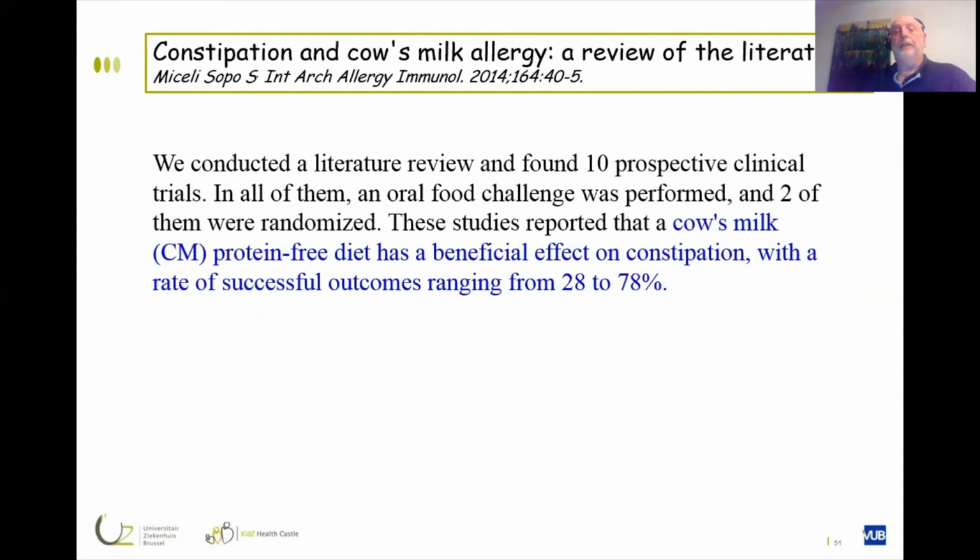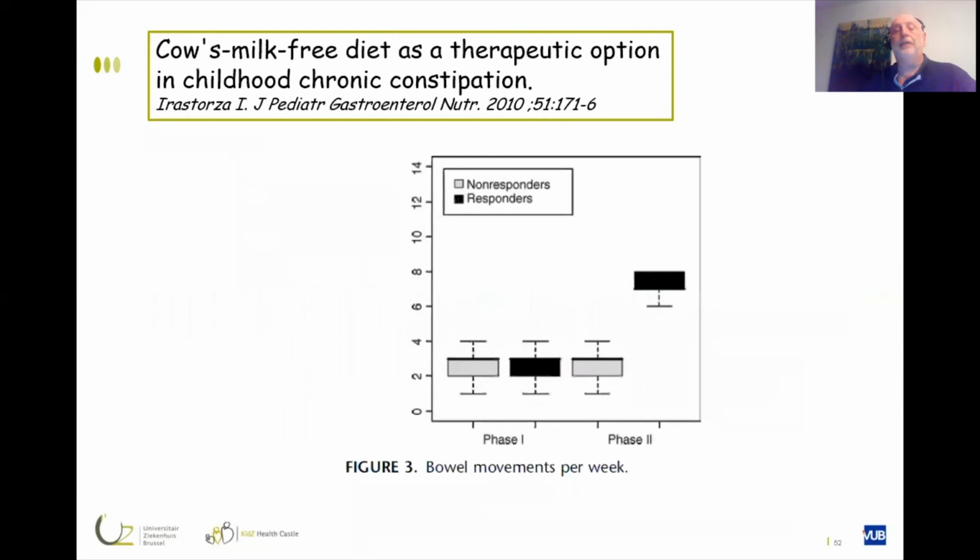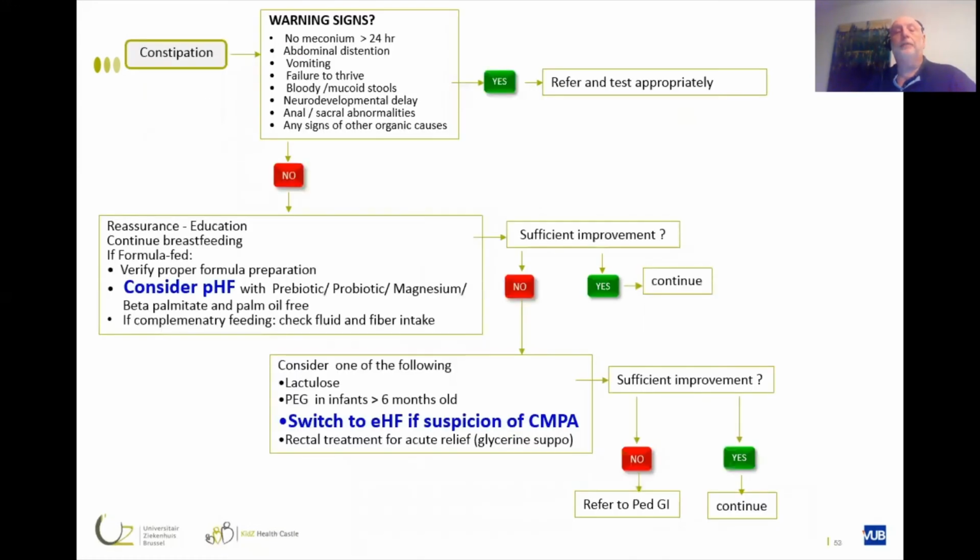Studies have reported that a cow's milk protein-free diet has a beneficial effect on constipation, with a rate of successful outcome between 28 and 78%. That's also illustrated in this slide, where a cow's milk-free diet is a therapeutic option in childhood chronic constipation. You see that eliminating cow's milk really increases the bowel movement in a number of children.